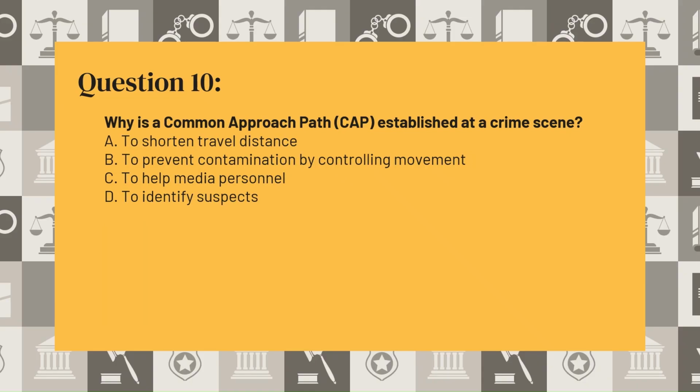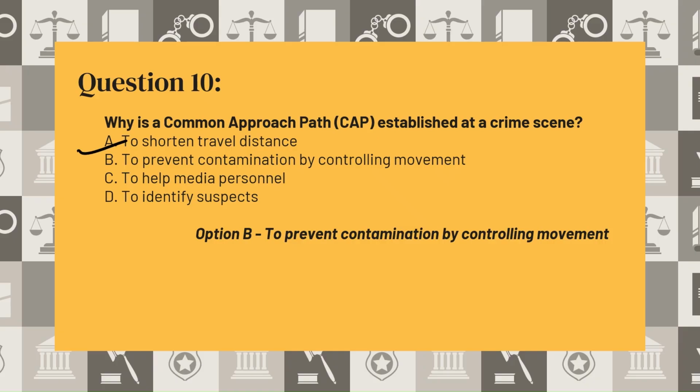Now, moving on to the last question, why is a common approach path established at a crime scene? The correct answer is option B. A common approach path ensures that everyone who is entering or leaving the scene follows the same designated route. This helps us minimize unnecessary disturbance and protect the evidence that may be present in other parts of the scene.